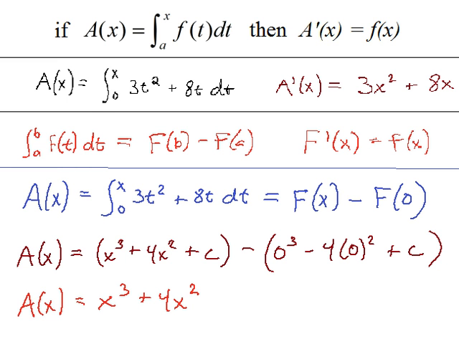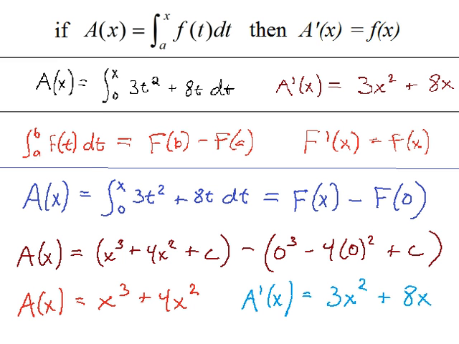And finally, we can define A prime of x. By the power rule, A prime of x is equal to 3x squared plus 8x, which should look familiar. This was the integrand of the original A of x. One thing that this example demonstrates is that if you define A of x and you'd like to know A prime of x, you don't actually have to find the formula for A of x. The derivative, A prime of x, is simply the integrand. It's the inside of the integral.